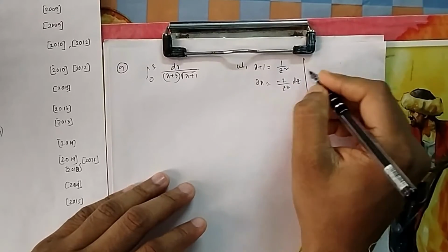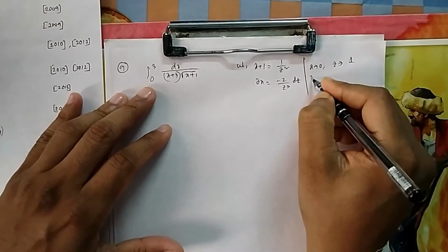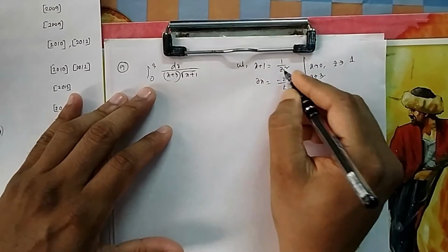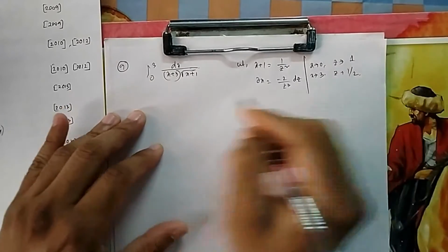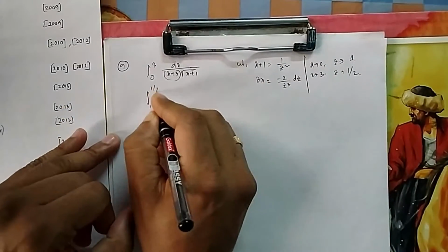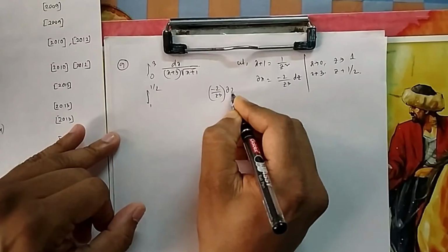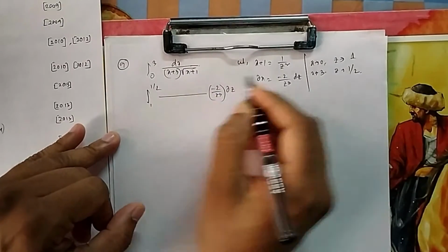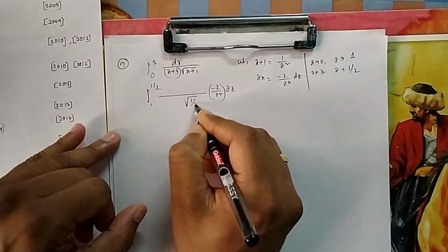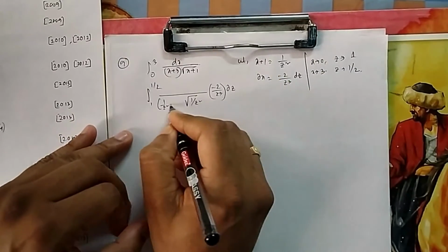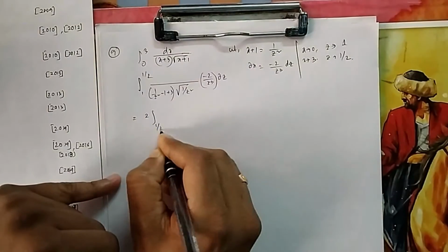So if you change your limit also, if x tends to 0, then z will tend to 1. If x tends to 3, then 3 plus 1 is 4, 1 by root 4 is 1 by 2. So z will move to half. So your limit is from 1 to half, minus 2 by z cube dz instead of dx, and it is root of 1 by z square. So root 1 by z square, and this is 1 by z square minus 1 plus 3. If you include that minus inside, it will be half to 1.